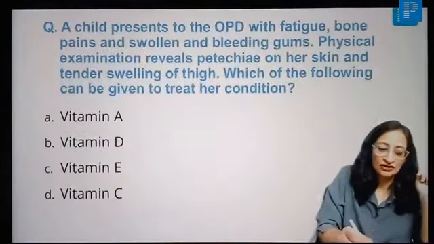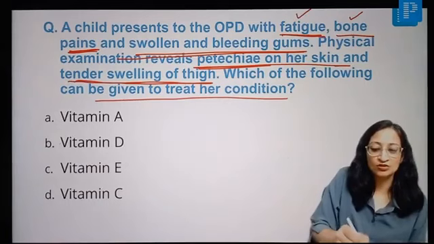So what does the child present with? Let us see. A child presents to the OPD with fatigue, bone pains, and swollen and bleeding gums. Physical examination reveals petechiae on her skin and tender swelling of the thigh. Which of the following can be given to treat her condition? So the child is having fatigue, which can be due to anemia. Bone pains are there and swollen and bleeding gums.